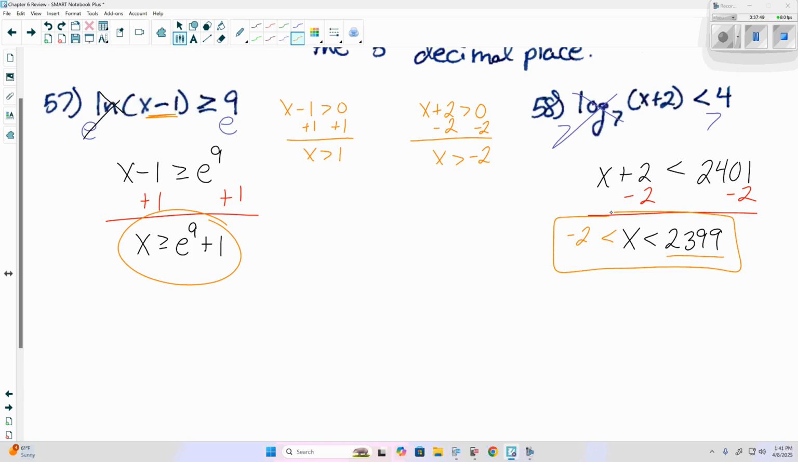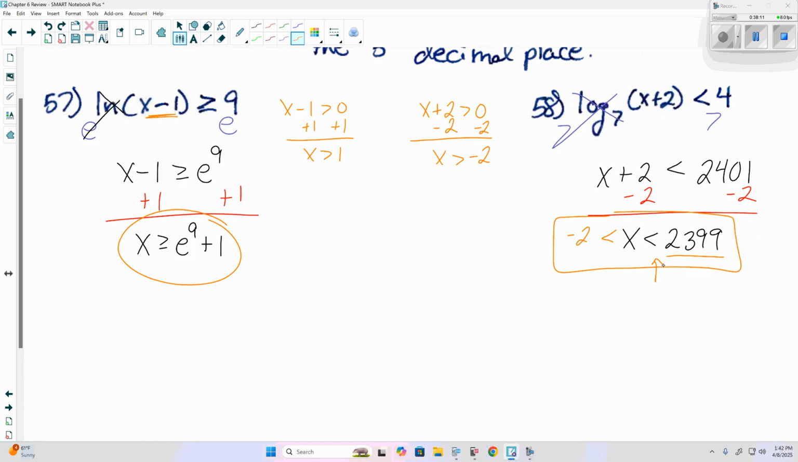If we had one like this, instead of having that sign be less than, it's going to be greater than, making the restriction not worry about it, because negative 2 would not be greater than our 2,390. So the restriction doesn't come into play, because they aren't a part of the solution.